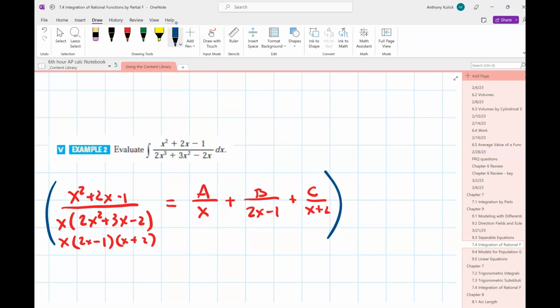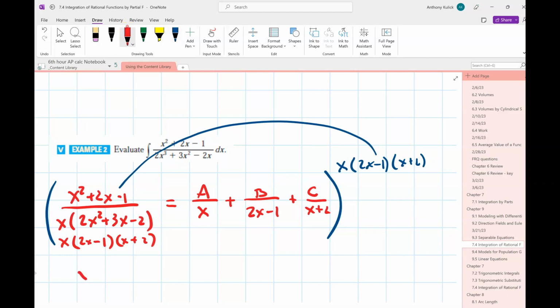I'm just going to do it this way. That common denominator. So when I multiply to here, I just get the numerator. When we multiply to here, what do I get? A times 2x minus 1 times x plus 2.